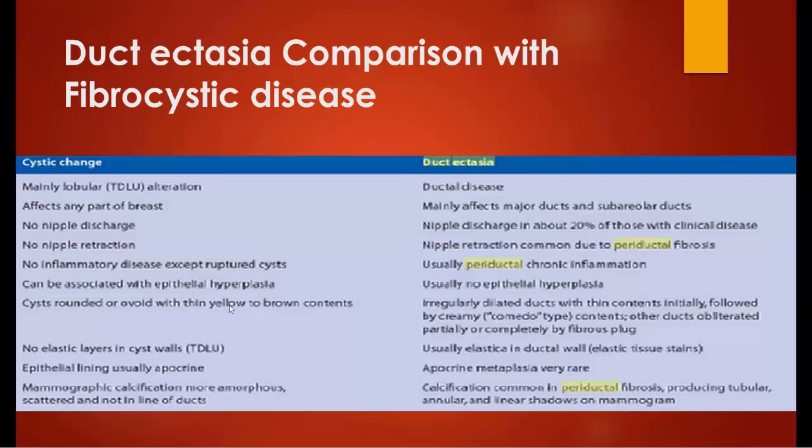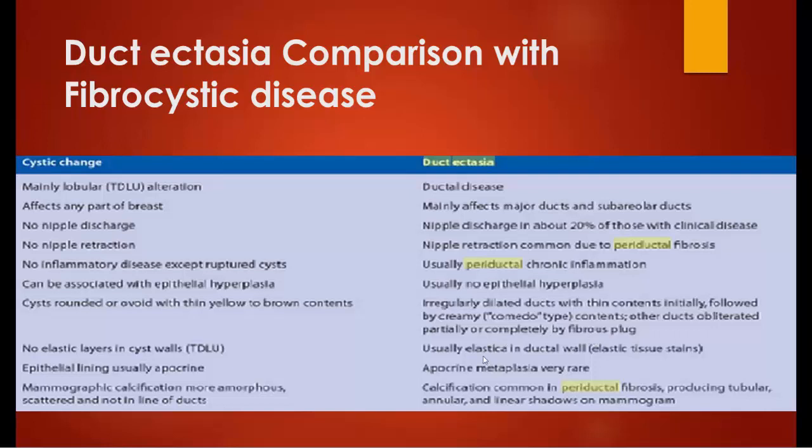But duct ectasia presents as ductal disease mainly affecting major duct and subareolar duct. Nipple discharge in about 20% of duct ectasia with clinical disease. Nipple retraction common due to periductal fibrosis, usually periductal chronic inflammation, usually no epithelial hyperplasia, presenting as irregularly dilated duct with thin content initially, followed by clearly comedo-type content. Other ducts obliterated partially or completely by fibrous plaque.